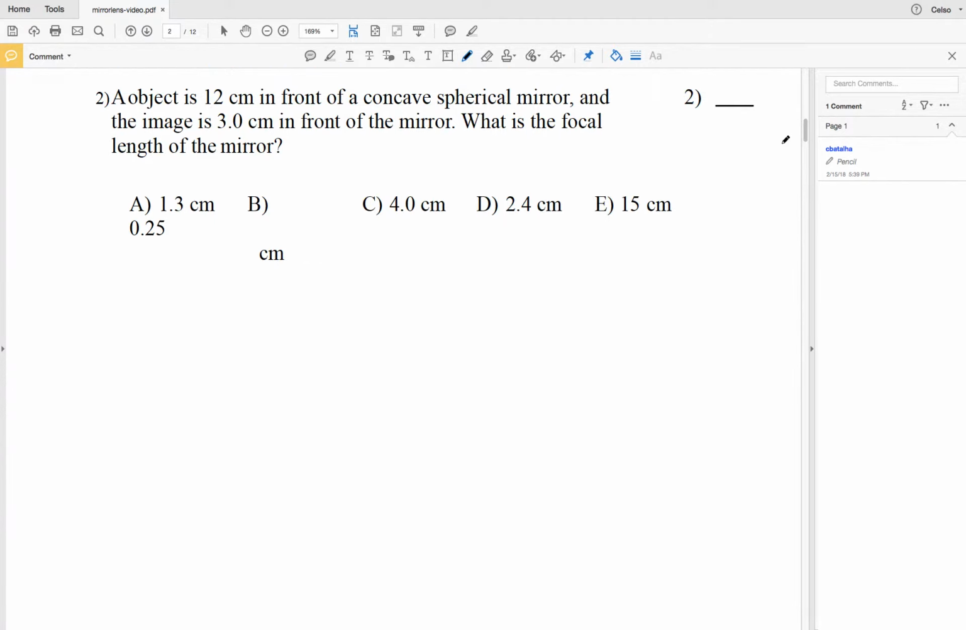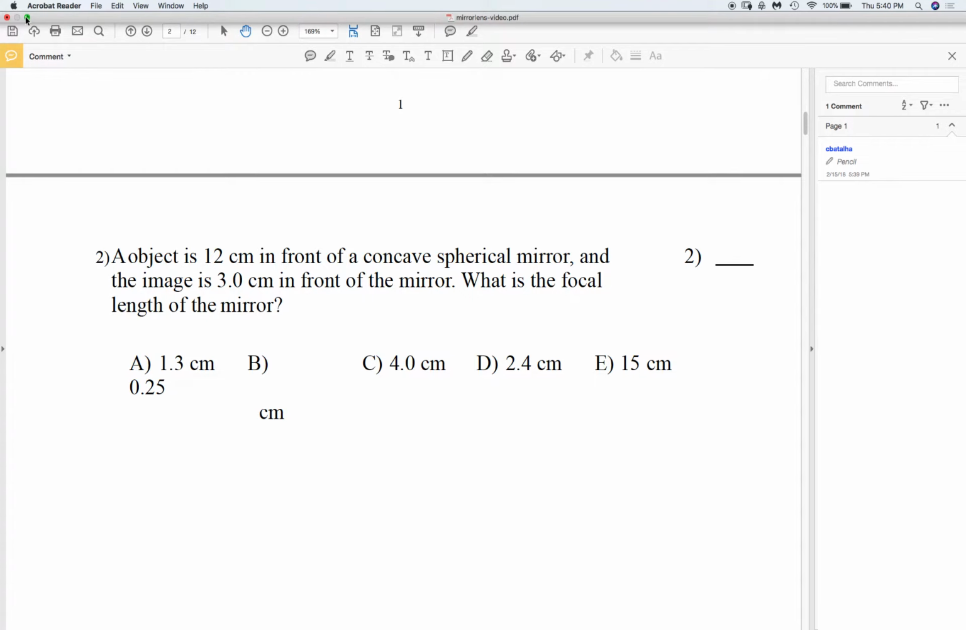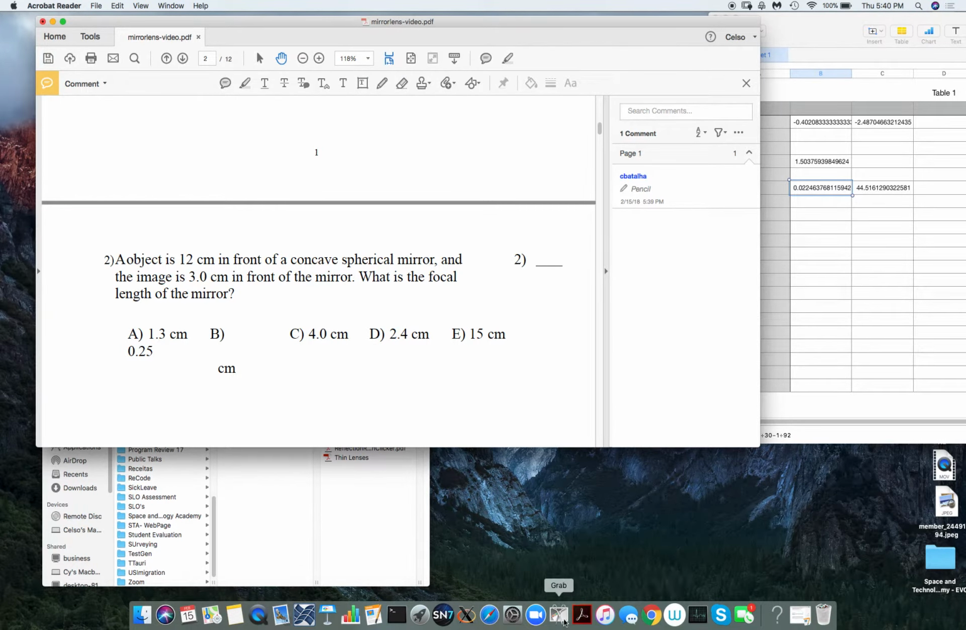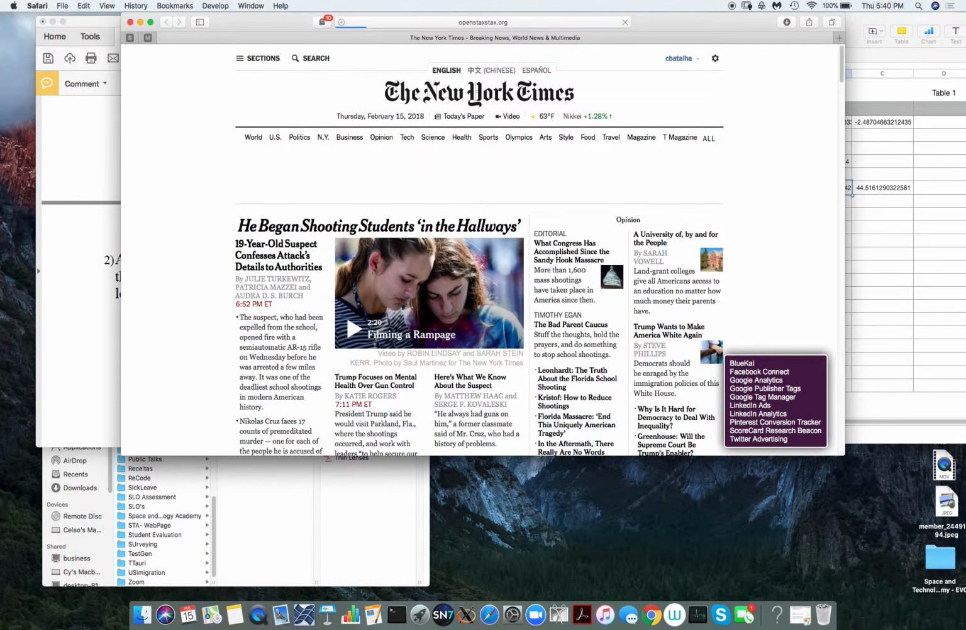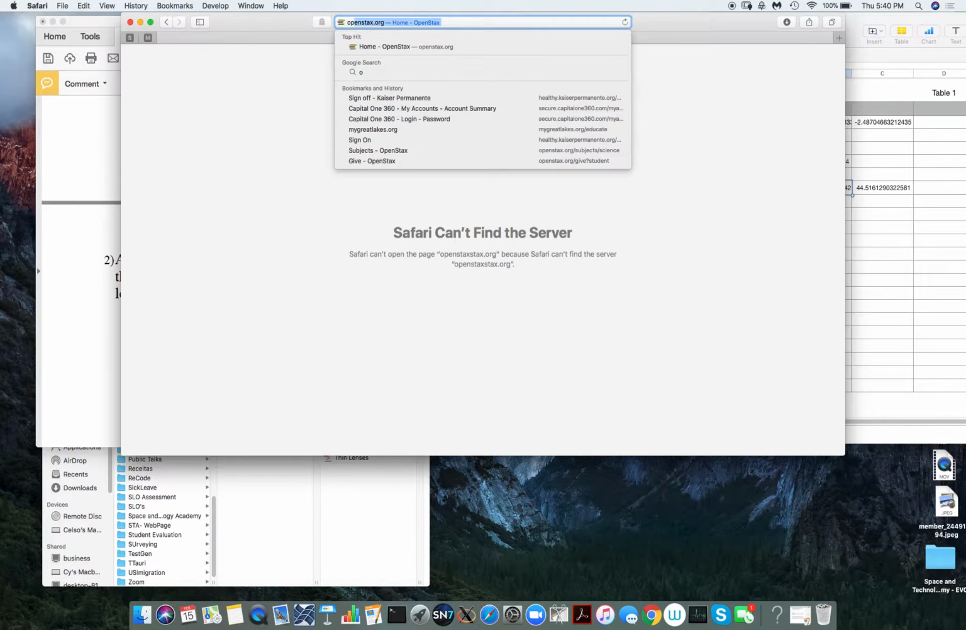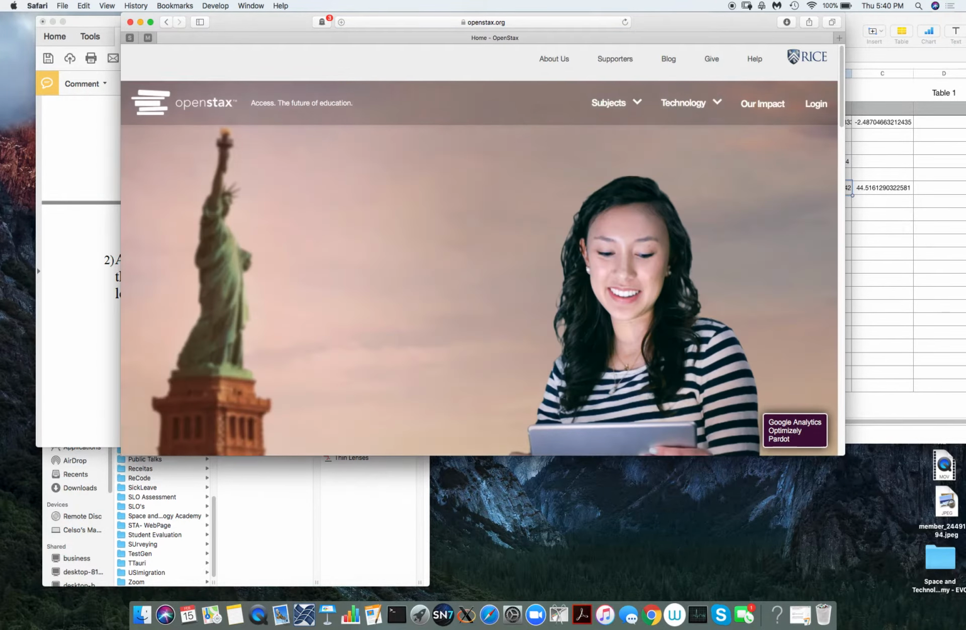An object is 12 centimeters in front of, now it's a mirror, a concave mirror. So for a concave mirror, if you have a computer in front of you, you can go to OpenStax, and then you can follow. Go to OpenStax and find the part.